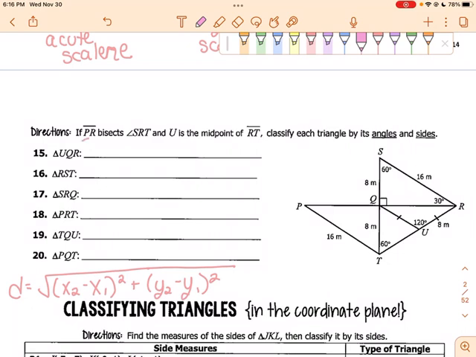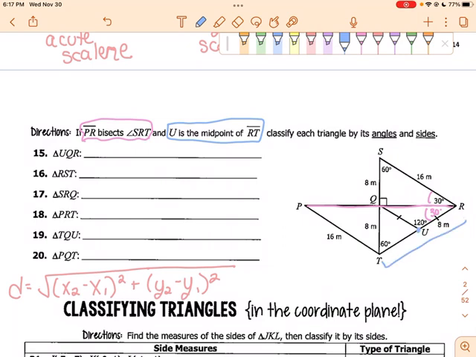Alright, the next one we have to use a little bit more information. So we have to make sure we read the directions because they tell us a lot. So first of all, PR bisects angle SRT, meaning it cuts it in half. So let's go find PR, and that is bisecting SRT. So that means that those two are going to be the same. So if the top is 30, the bottom is also 30.